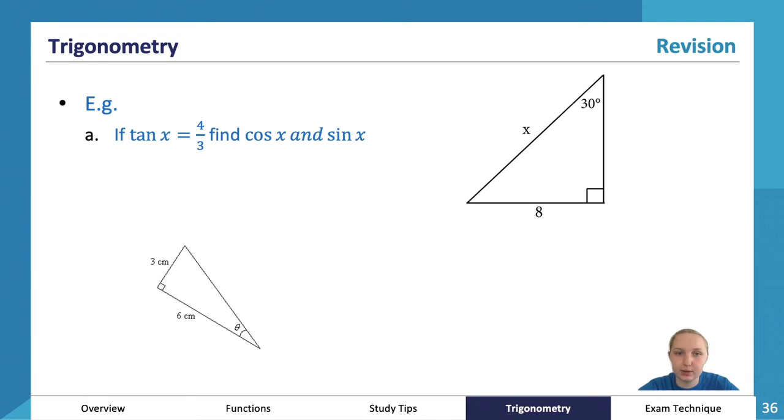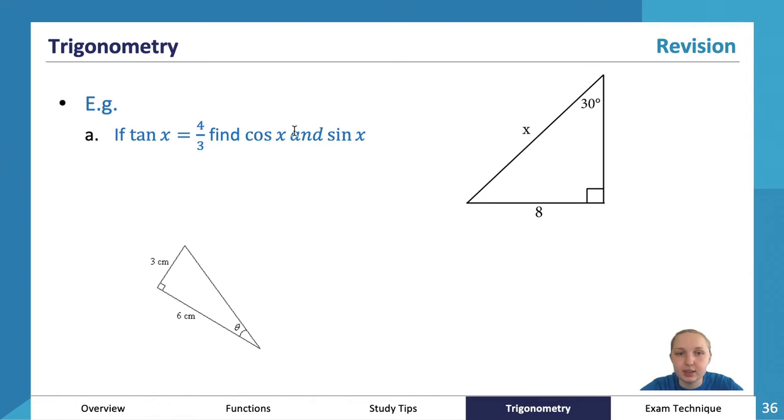Therefore, using Pythagoras' rule, in order to find the hypotenuse, we're going to have the square root of 4 squared plus 3 squared. So 4 squared is equal to 16, 3 squared is equal to 9. If you add those together, you're going to get 25. Square root them, you're going to get 5. So we can therefore say our hypotenuse is going to be equal to 5.